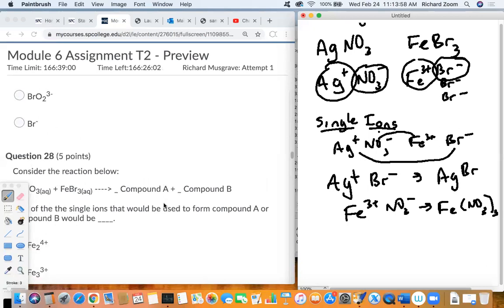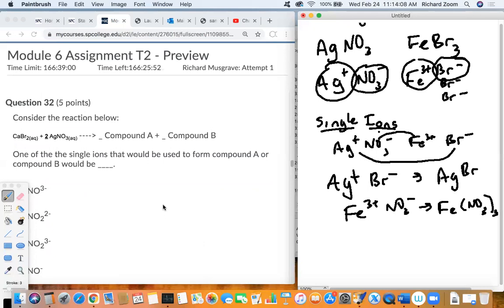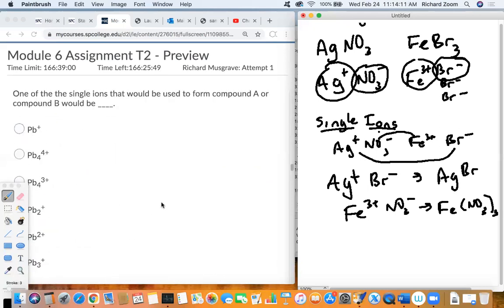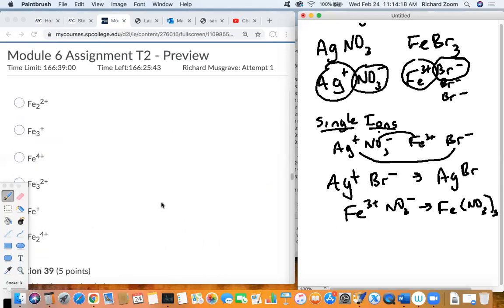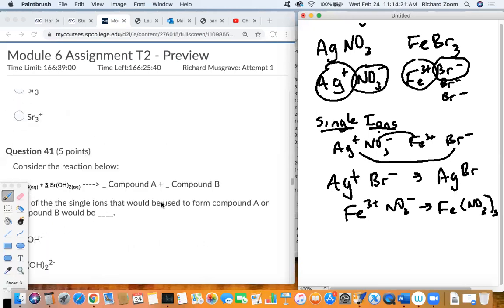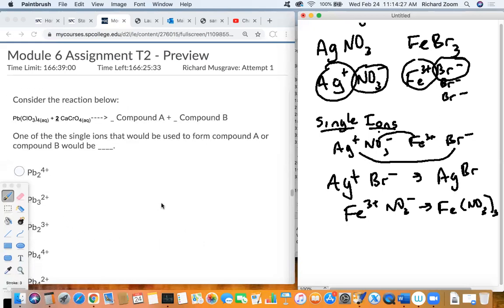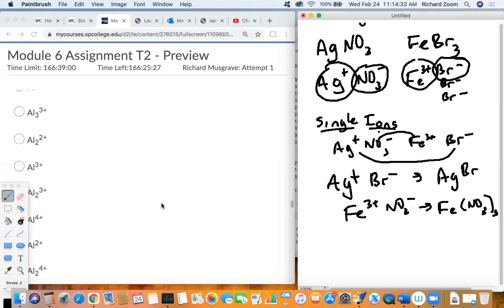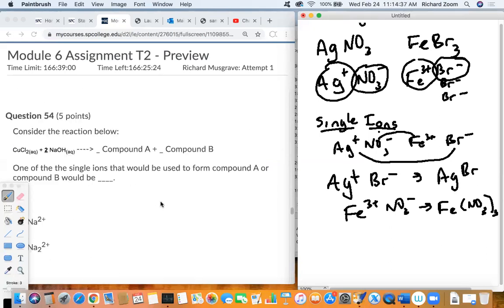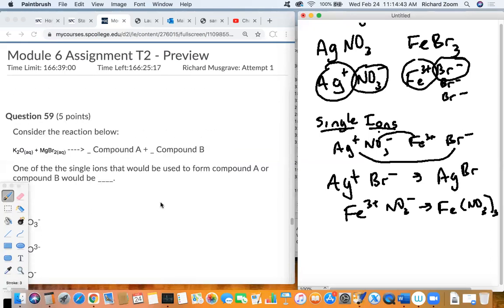So a lot of them are like that. I'm just trying to clarify exactly what I'm looking for in those questions. These are all very similar to those questions. Again, single ions is what you're looking for. And it does help to do that because it really clarifies exactly what you're looking for in these problems.